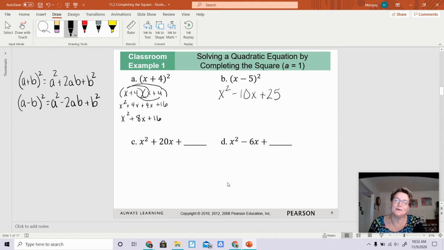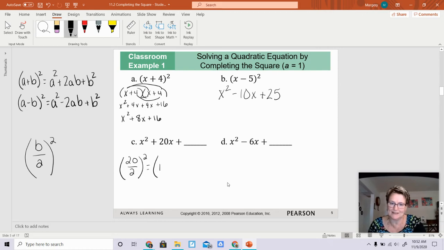All right? So on letter C, they're going to ask you, what is this last term? And you don't know what it is, but it's an easy way to find it. What you use is this formula. The formula is b over 2 squared. So your b value is 20. So 20 divided by 2 squared. 20 divided by 2 is 10 squared. And now when you square that, you get 100. So 100 would go right there.